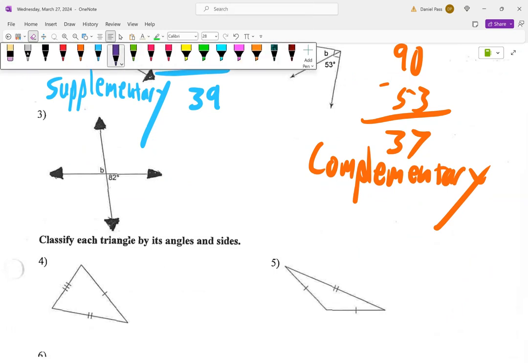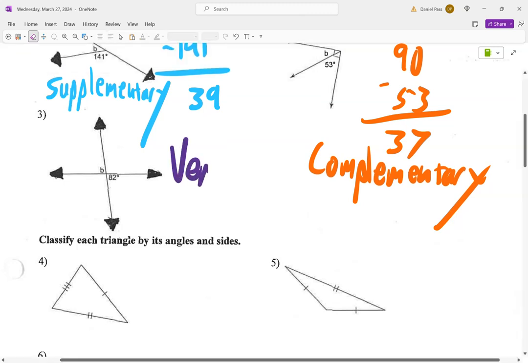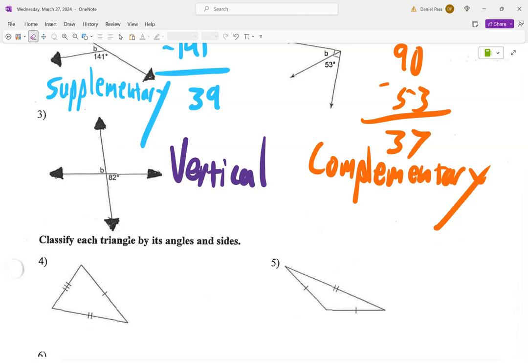All right, how do we do this one, sir? Number three. You wrote it down, remember? Okay. So the angles are vertical. Good job. Vertical. That means they're across from each other. And what's the answer? How much is B? 82. Good job.